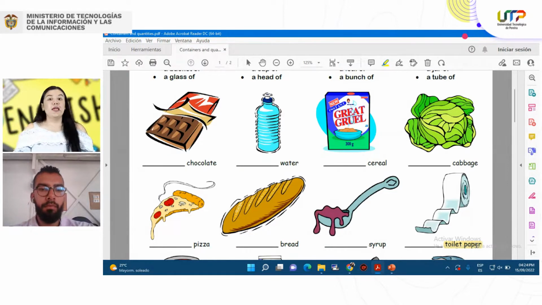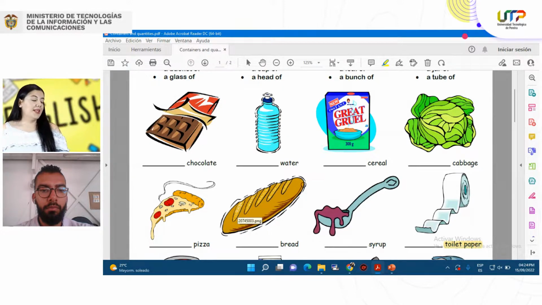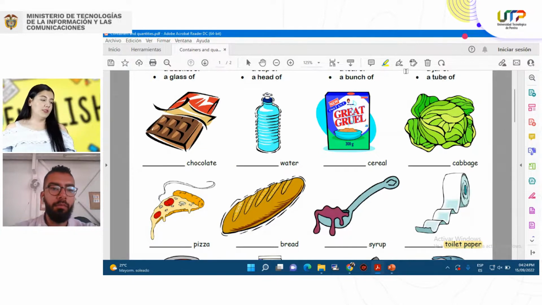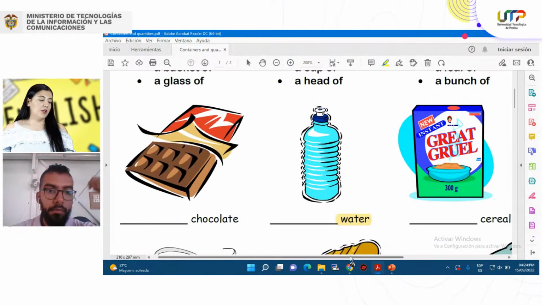En el caso, por ejemplo, de sustantivos no contables, es decir, sustantivos que no puedo contar en inglés, estos containers and quantities son perfectos para poderlos contar. ¿Cómo es eso? Vamos a ver el ejemplo. En este caso, water, ya habíamos dicho, sí, es un líquido. Water es un uncountable noun, ¿sí? No puedo contar el agua porque pues, es un líquido, me quedaría imposible poderlo contar.